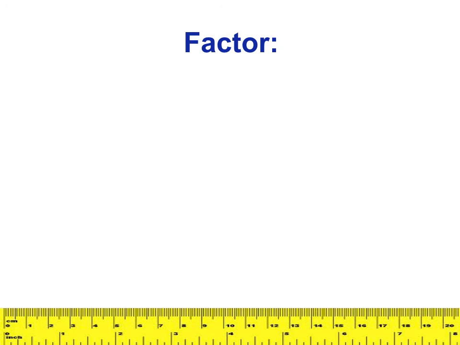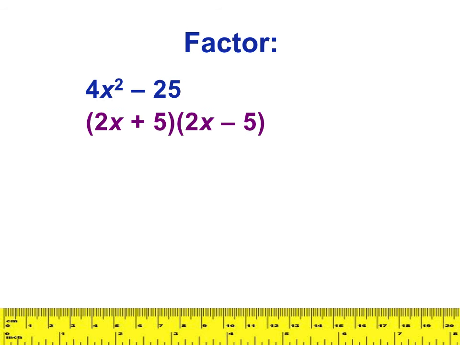All right, so let's get some practice factoring the difference of these two perfect squares. Remember, it will factor into two binomials. The square root of the first term goes in the first slot. The square root of the second term goes in the second slot. And we use a plus and a minus.